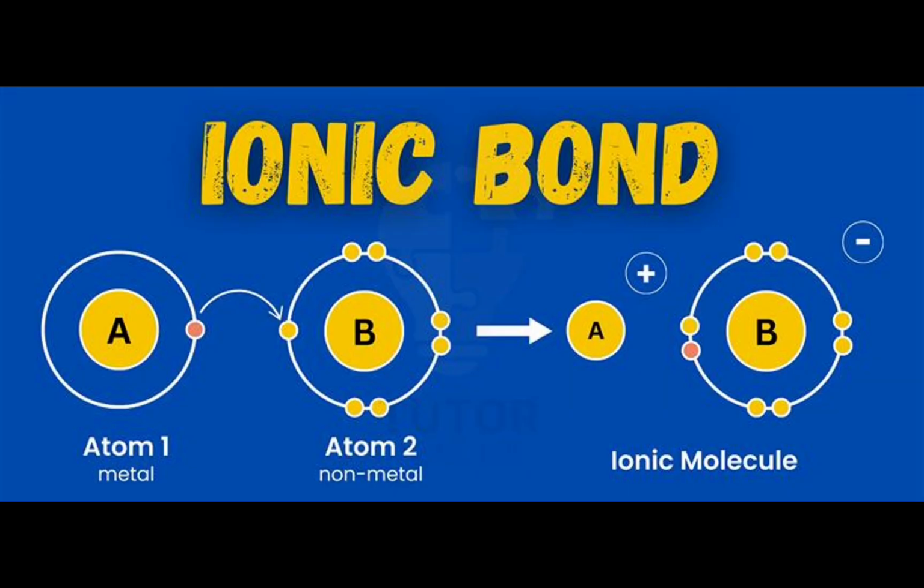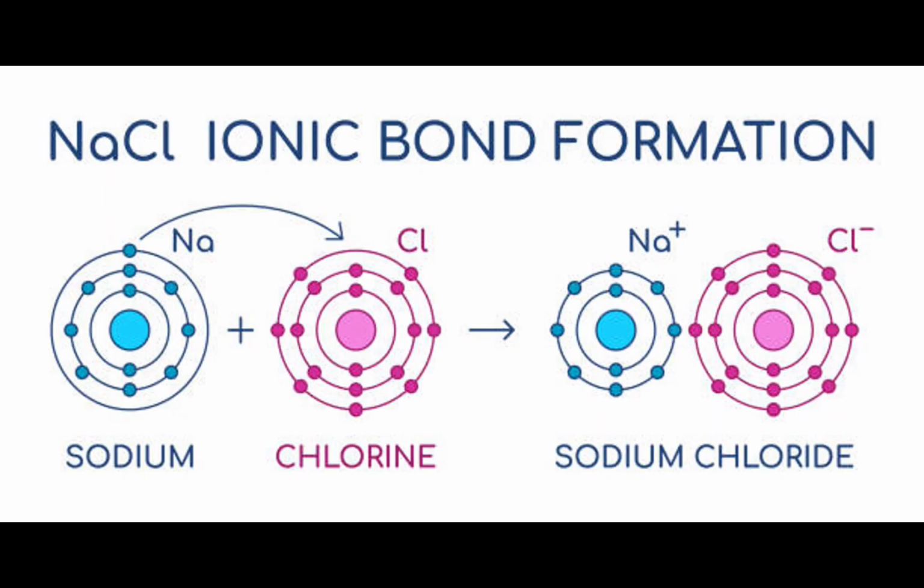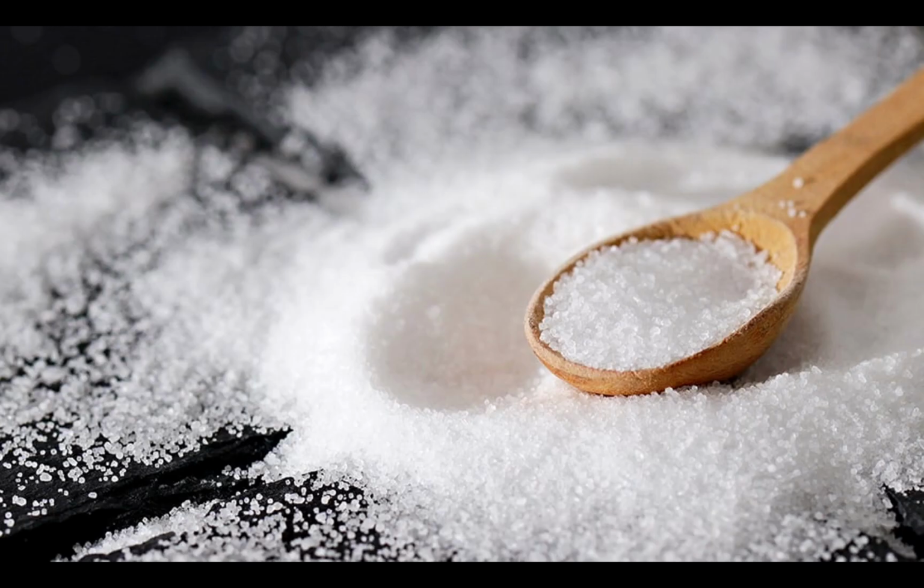Ionic bond. In ionic bonding, one atom donates one or more electrons to another atom. The atom that loses electrons becomes a positively charged ion, while the atom that gains electrons becomes a negatively charged ion. Example, when sodium reacts with chlorine, sodium transfers its single valence electron to chlorine. This creates a positively charged sodium ion and a negatively charged chloride ion. The electrostatic attraction between these ions forms the ionic bond in sodium chloride, which is your table salt.